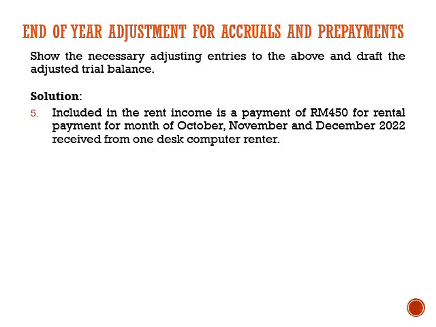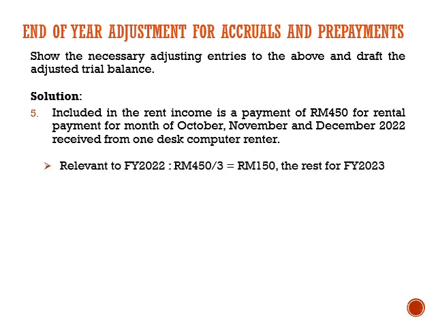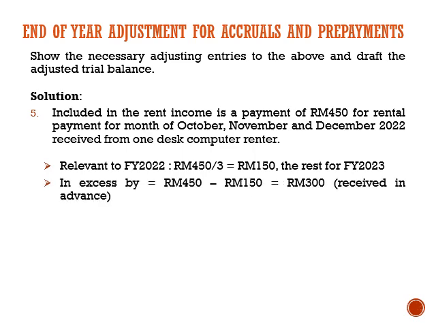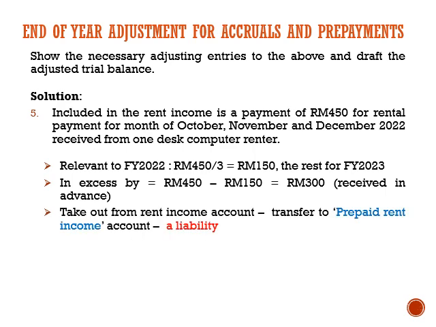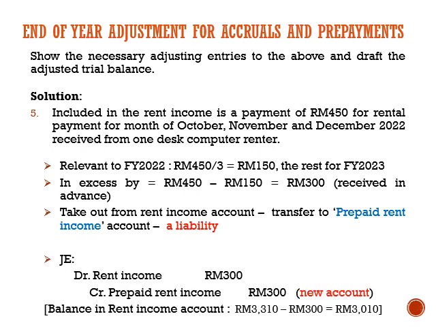Information number 5 reveals that in the total amount of rent income, there was prepayment made for future rents by the renter. So what is relevant to the current year is only 150 ringgit, while the balance is payment in advance. So it should be taken out from the rent income account and transferred to a prepayment account, which is a liability. The journal entries are as such, and the balance in the rent income account becomes 3,010 ringgit.